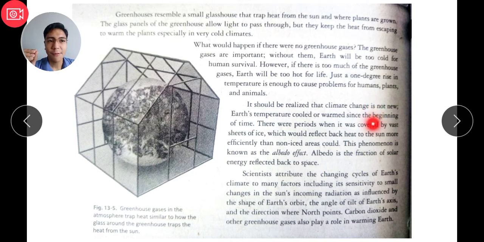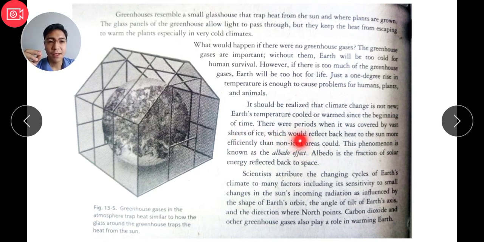Kailangan nating ma-realize na, dahil sa activities ng tao, nagkakaroon tayo ng change and nakakontribute tayo sa global warming, and after some time, nagiging climate change. So, it should be realized that climate change is not new. Earth's temperature has been cold or warm since the beginning of time. Okay, I want you also to know na normal na talaga ang climate change. Kasi nga, dati, di ba? Ayan, covered yung ice age. Sheets of ice, na-cover tayo sa buong sheets of ice. So, normal ang climate change.